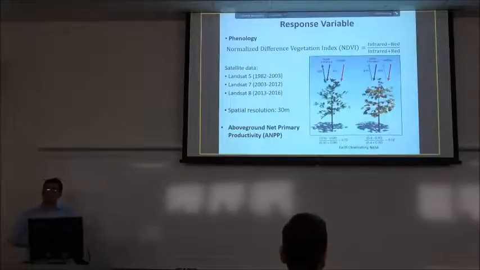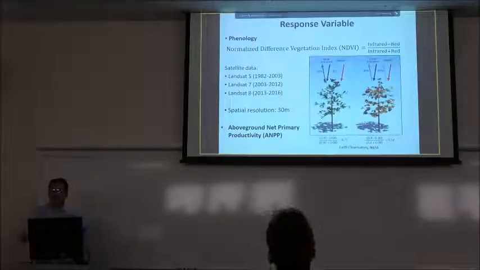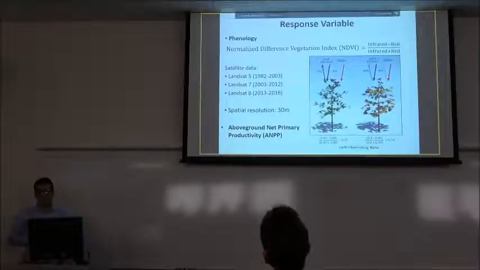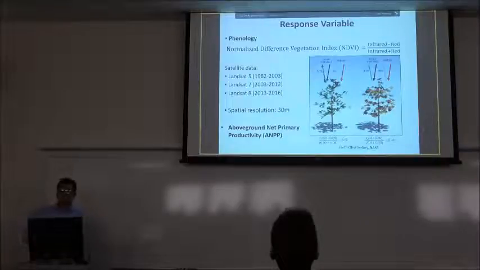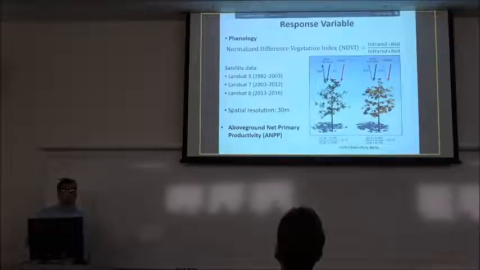So we'll be looking at two response variables, phenology and aboveground net primary productivity. To address the phenology, we'll be looking at the normalized difference vegetation index, NDVI. It is actually the measure of greenness. In the figure, we can see that the vegetation which is green is absorbing more red light, because of which the NDVI value is high, whereas the vegetation which is dry or unhealthy absorbs less red light, because of which the NDVI value will be low.